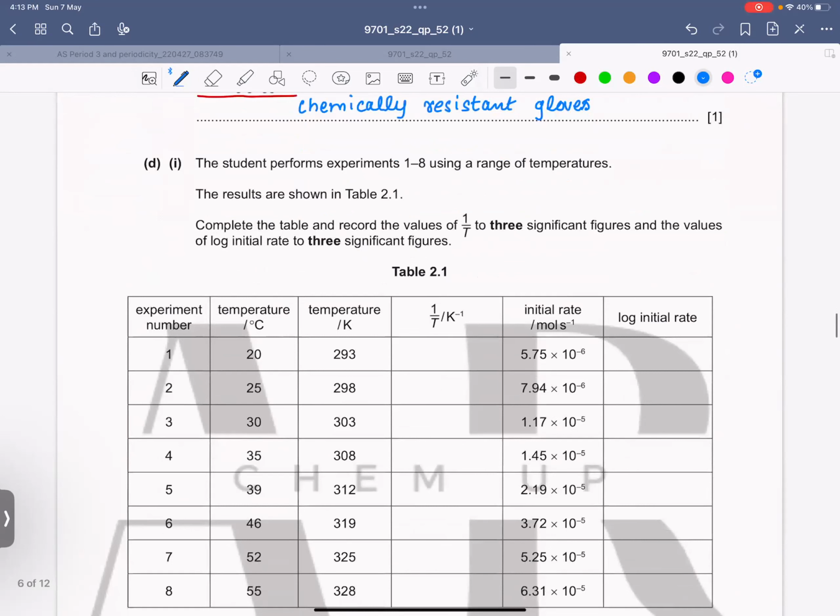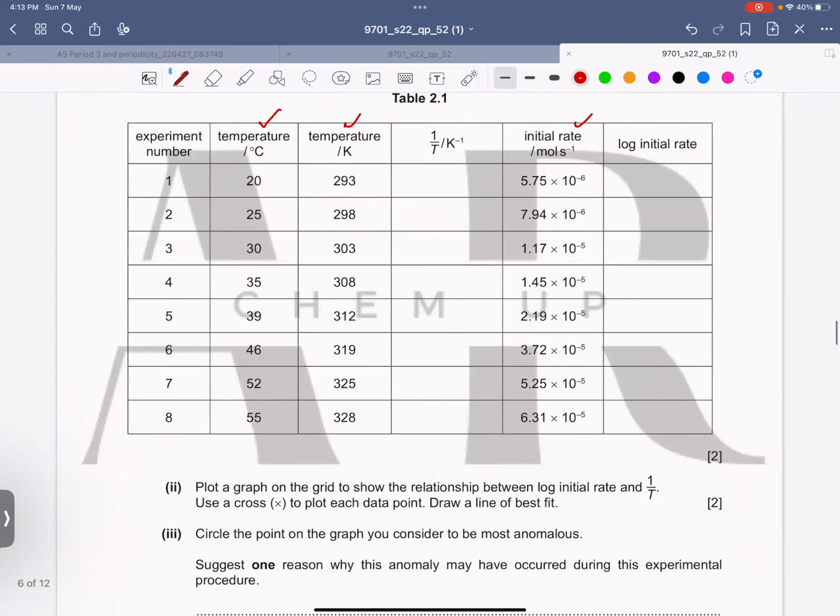Now, next part. The student performs experiments 1 to 8 using a range of temperatures. The results are shown in table 2.1. So here are the temperatures at which the experiment is performed and the rates as well. Complete the table and record the values of 1 over T to 3 significant figures and the values of log initial rate to 3 significant figures. Okay. So can anybody tell me the values of 1 over T, and that is in Kelvin. So we have to take 1 divided by 293, 1 divided by 298. Yes, please tell me the values.